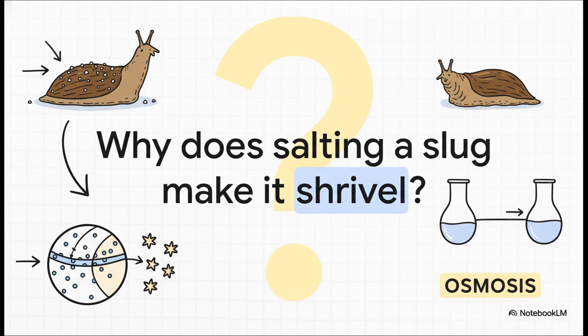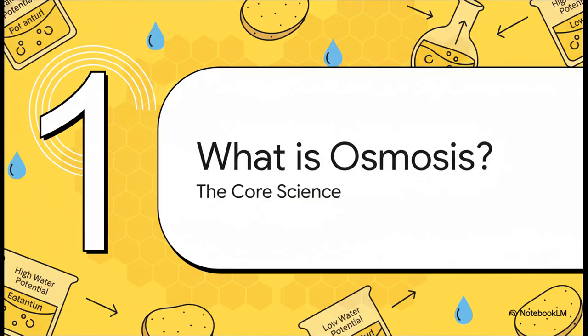So let's start with the classic, if slightly grim question. Why does putting salt on a slug make it shrivel up? Yeah, I know it's not pretty, but it's actually the perfect real-world example of the powerful process we're looking at today. And the one-word answer? Osmosis. Okay, so to really get what's happening with that slug, and more importantly with our potato practical, we first need to nail the core science of osmosis. Trust me, getting this part right makes everything that follows an absolute breeze.